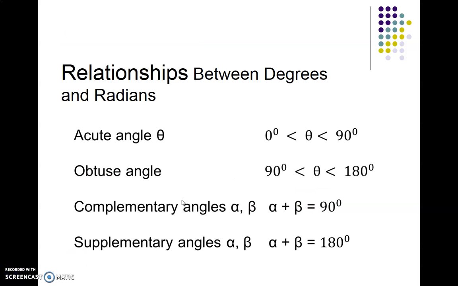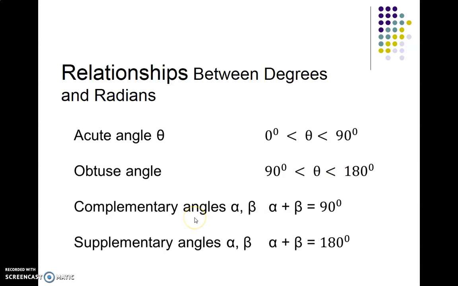Let's proceed to the relationship between degrees and radians. Acute angles measure from 0 to 90 degrees, or less than 90 degrees, because the measurement of a 90 degree angle is a right angle. Obtuse is from more than 90 degrees to less than 180 degrees.